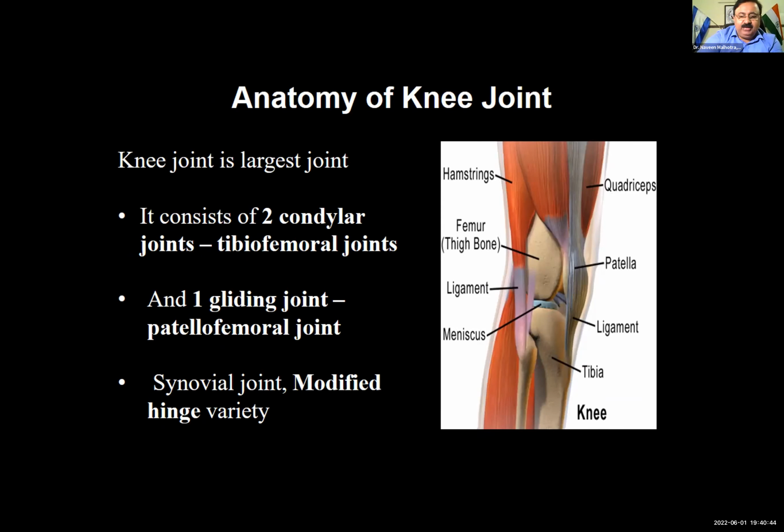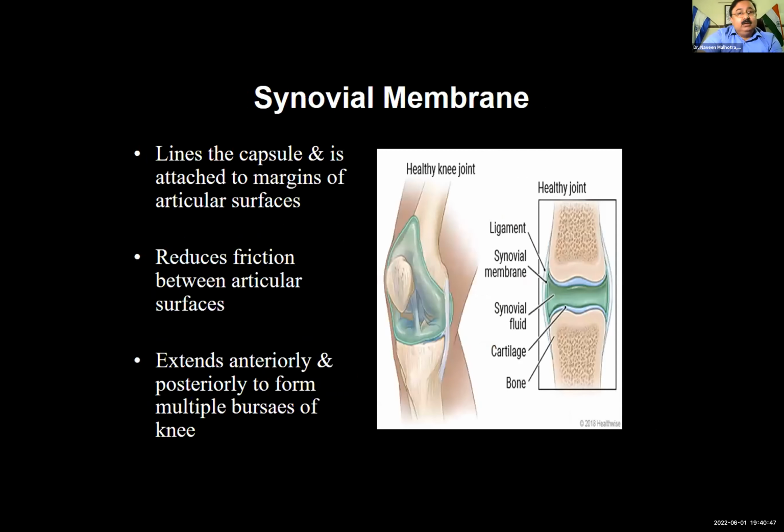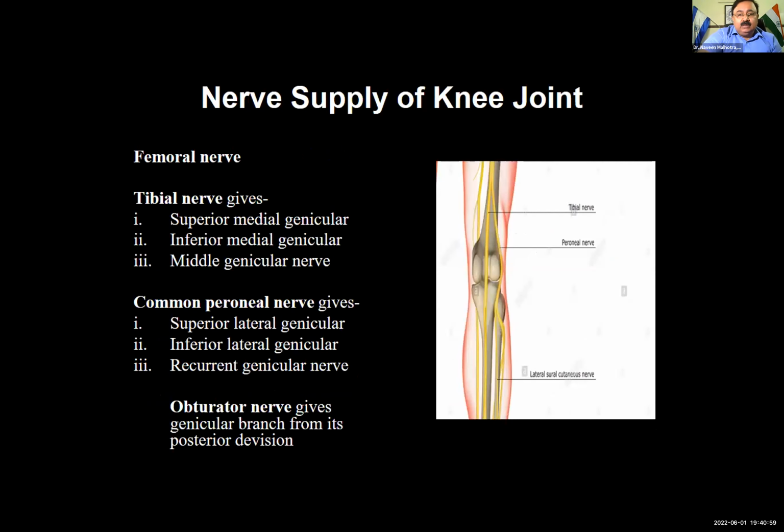And it is a modified hinge variety, a synovial joint, which has a synovial membrane which lines the capsule, and it reduces friction between the articular surfaces of the bones. It extends anteriorly and posteriorly to form multiple fascia of the knee. Nerve supply is important for us as anesthesiologists, and the most common nerves which we target are the genicular nerves, the groups coming from the tibial nerve: the superior medial, inferior medial, and middle one. The common peroneal nerve gives branches to the lateral aspect of the genicular nerve.